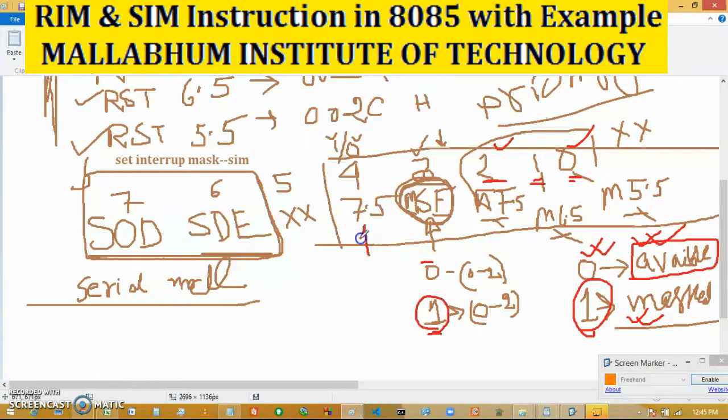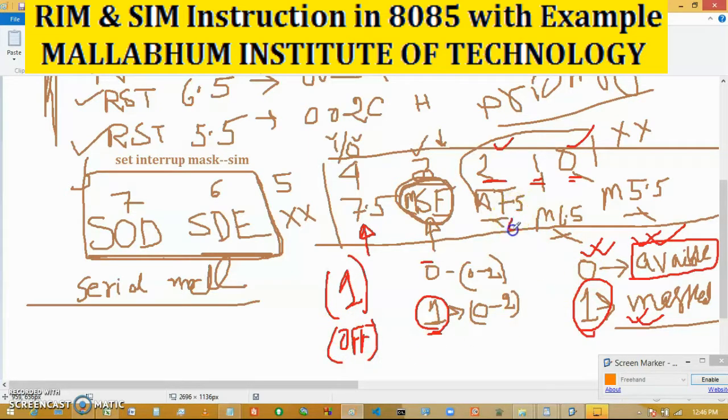So what is the function of bit 4? The function of bit 4 is again a reset function, that means an override function. Override function means bit D4 is an additional control for RST 7.5. Suppose this bit D4 equals 1, then what does it imply? It implies that RST 7.5 is reset, that means it is off. That means if this bit is 1, we can override the function.